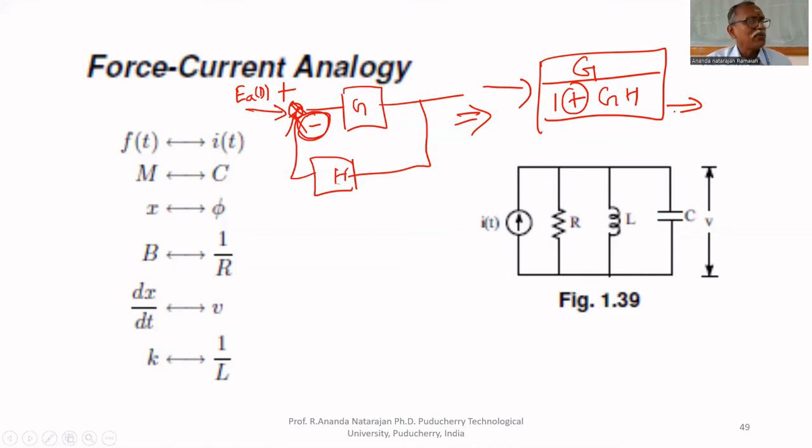If you apply the same rule there, what is the rule here? In the numerator, put whatever in the forward path. This is forward path. Am I correct? Forward path. Input to output. You are traveling from input to output. This is the forward path. What is the transfer function in the forward path? That is in the numerator. In the denominator, what is there? 1 plus. Why I put 1 plus? If you have a negative sign, you would put 1 plus.